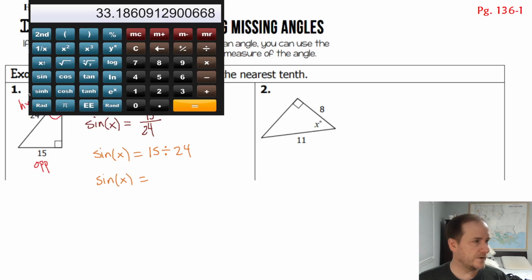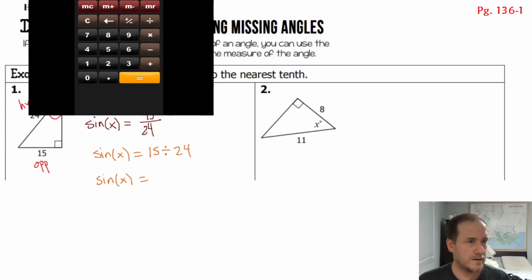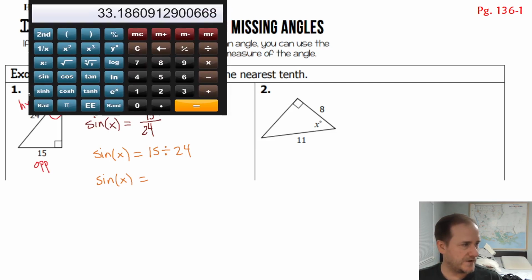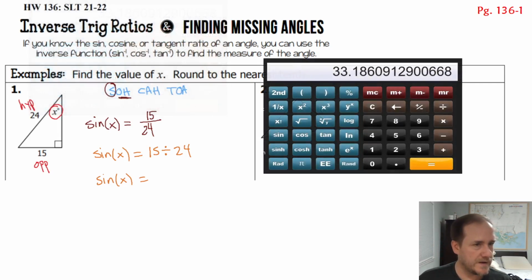So I'll bring that over. Well, that's weird. Let me just fix that. All right, just pretend that you don't see a sine button on this calculator. Just pretend we don't have that, and we'll act like we don't.